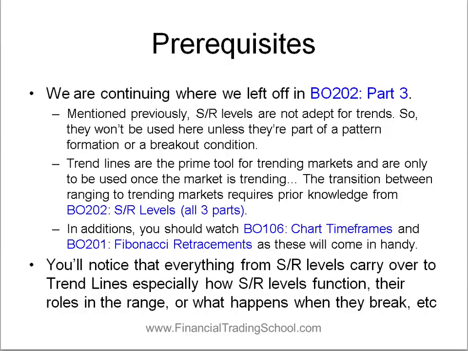In addition, you should also watch BO106 chart timeframes and BO201 Fibonacci retracements, as these will come in handy. And you'll notice basically everything from SR levels carries over to trend lines very nicely: how SR levels function, how the support bounces up, resistance bounces down, the rows in a range, so price bounces between the levels, or what happens when they break. Everything that you learn there carries over directly to trend lines, except now we have different words for different things in different places. You'll see for the slides as we move along, they're basically the exact same slides as before, except I just switched a few words.